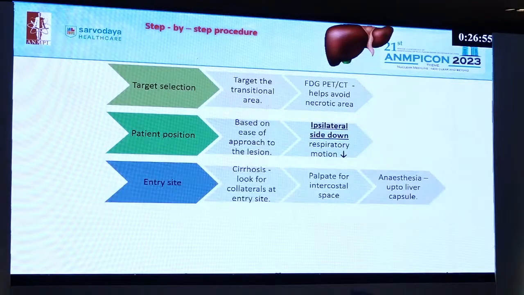So next is the entry site. We have to look at the entry site. When the patient has cirrhosis, we have to look for collaterals at the site of entry, and palpate the intercostal space, whether the rib is palpable or not. Anesthesia can be given at the skin surface along with the liver capsule because they are painful.